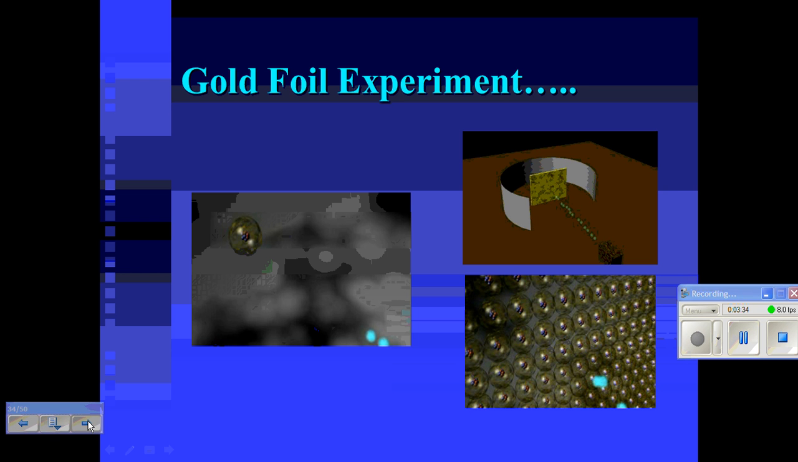If we look at this, it doesn't look like they're going to play, so we're going to skip that. And we'll look at the gold foil videos in class.